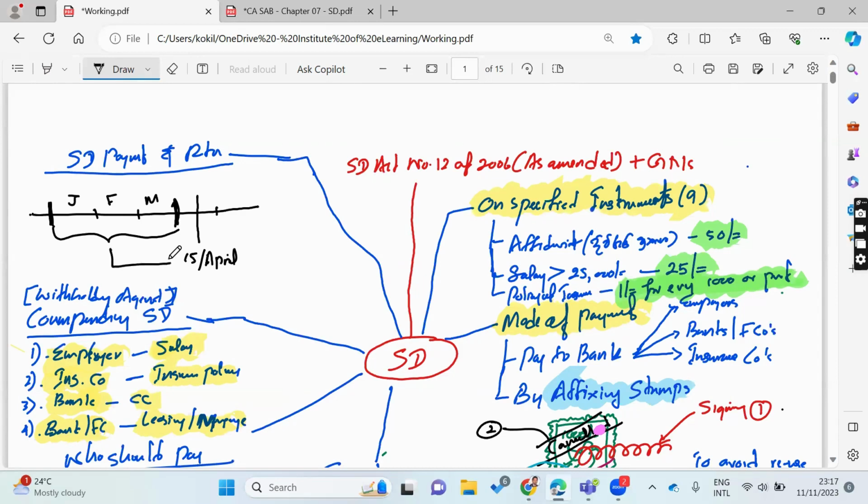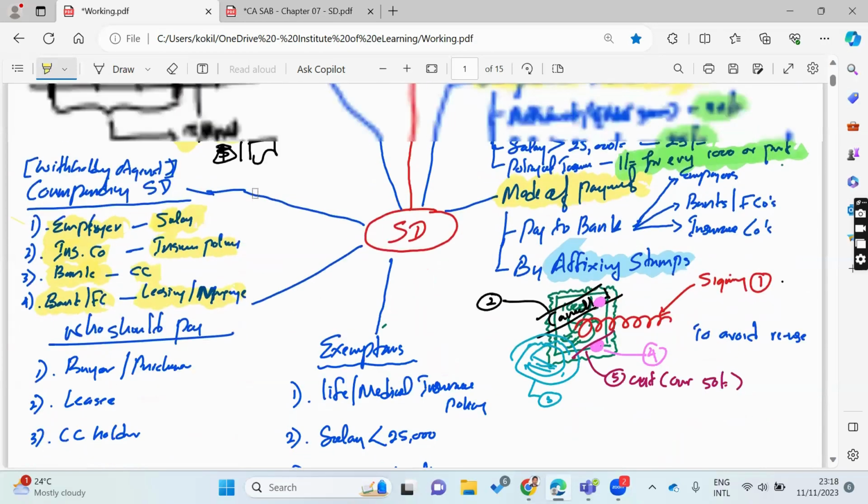Here, you need to pay the stamp duty as well as submit the stamp duty returns. Both are due on this particular date, 15th April, for the January to March quarter. Hope this is also clear, stamp duty payment and return.